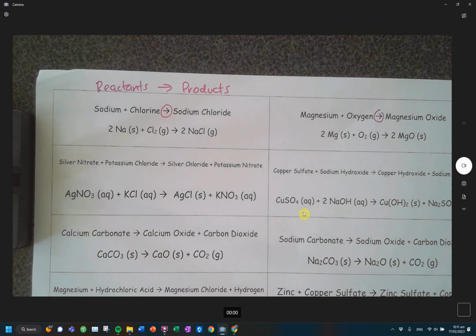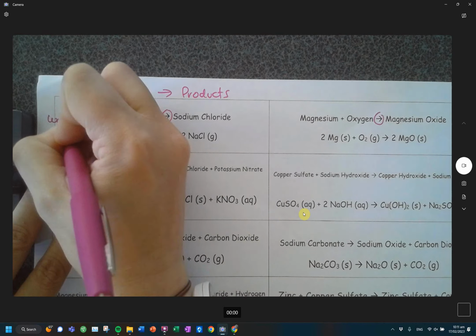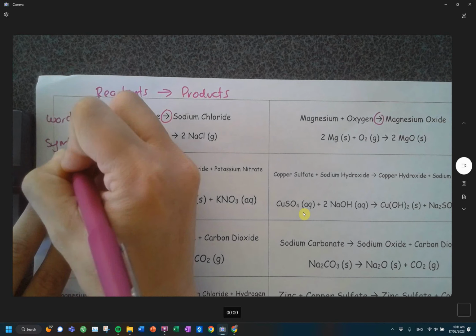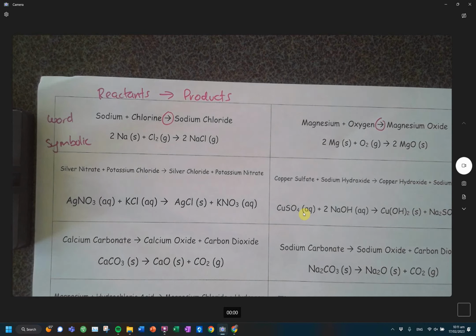The other thing with these equations is I provided both the word and the symbolic equation. So up here is word. That one's symbolic. The reason why I provided both is because it's useful to see both.